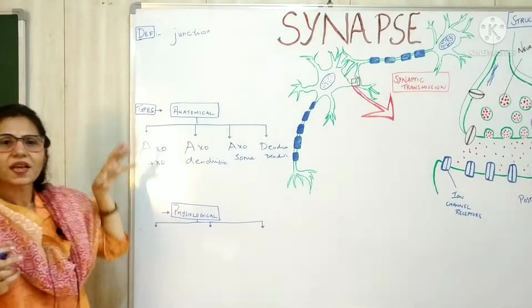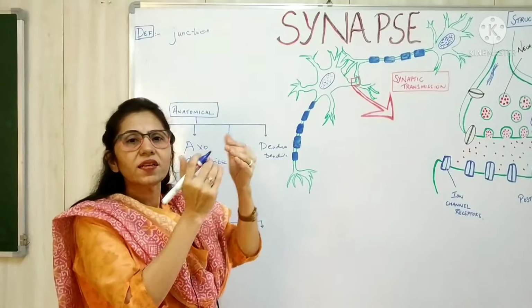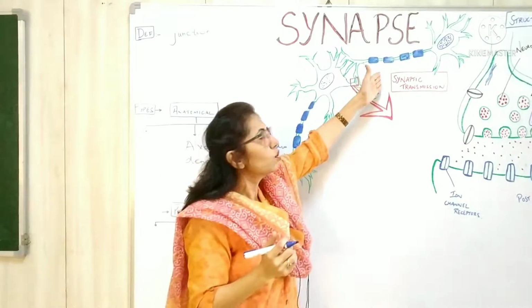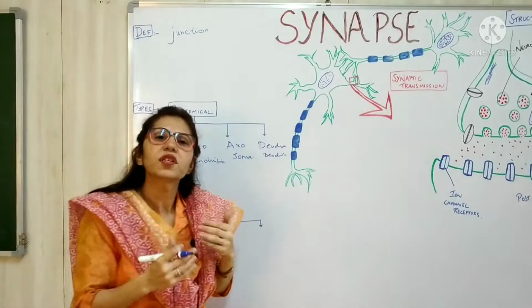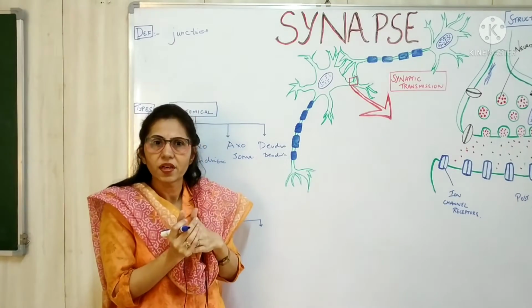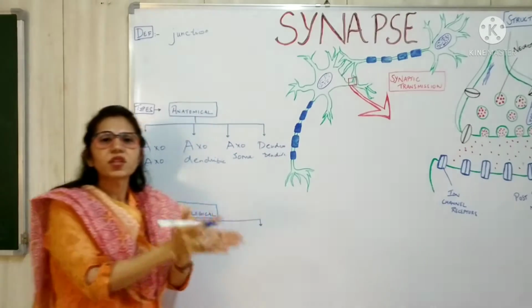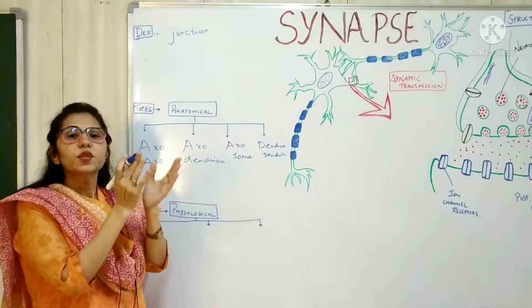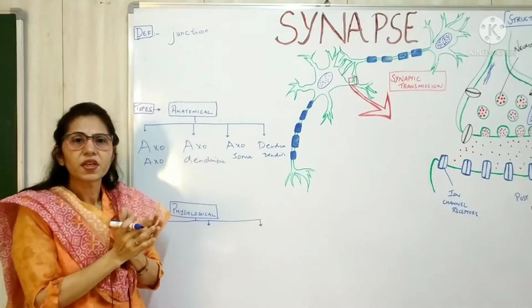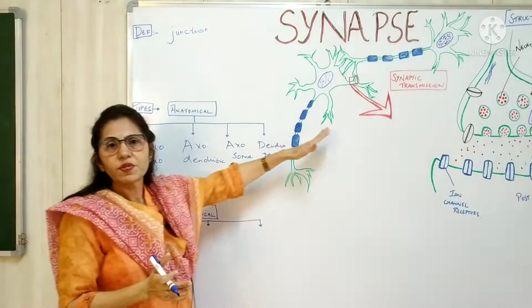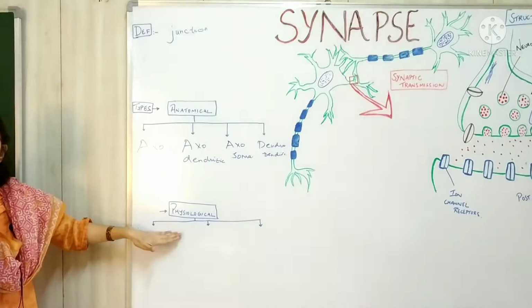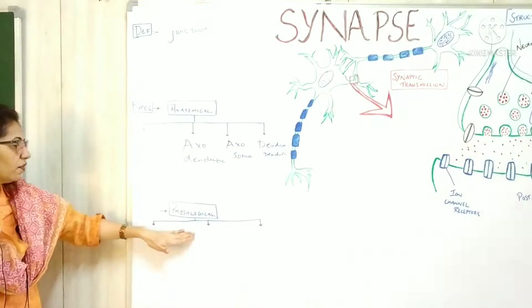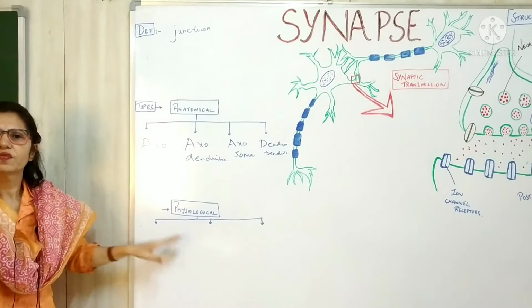Now what is the need of the synapse? Synapse is very important as it transmits impulse from one neuron to another neuron, and this transmission of impulse is required for processing whatever information is coming to the brain. So for transmission and processing of information, especially when we talk about learning and memory in different areas of the brain, synapse is very important. Now we have done the anatomical classification.